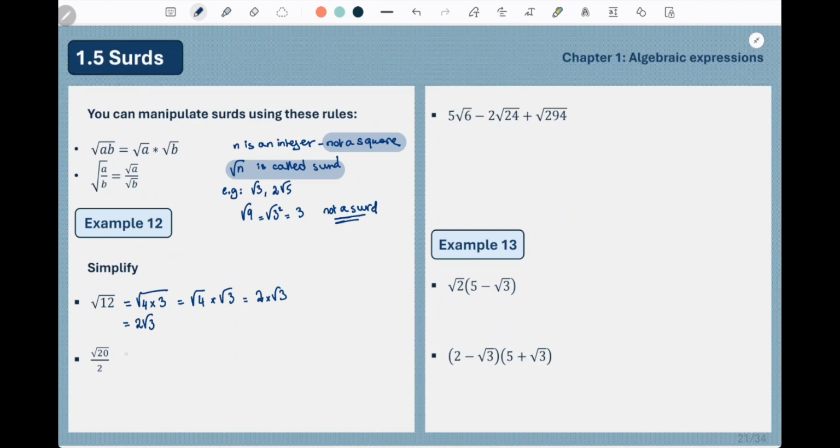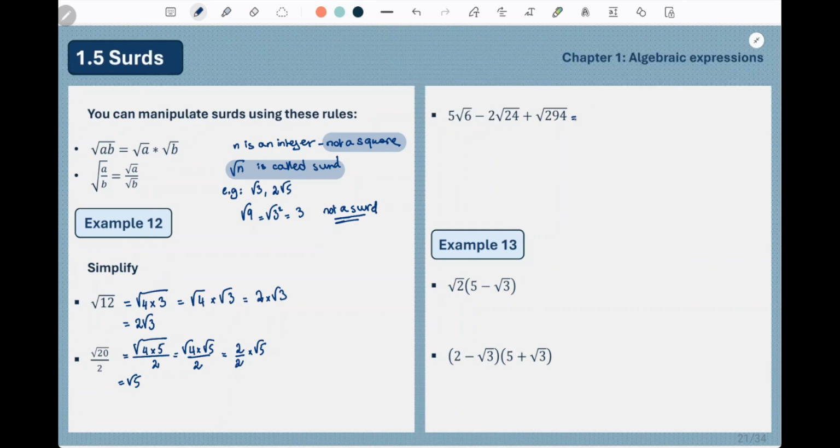So let's move on to the next one. In what way can we write 20 as a product of a square that we can simplify with? So I can think of 4 times 5 over 2. Writing it this way, 4 times square root of 5 over 2 is equal to 2 over 2 times square root of 5, which is simply square root of 5, because this 2 simplifies with the other 2.